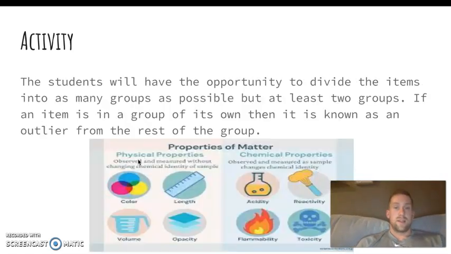As they're dividing these into groups, students can divide them into as many groups as possible, but there has to be at least two groups. And if an item is in a group of its own, it is known as an outlier from the rest of the group. This would be an item that doesn't have any of the same physical properties as any of the other items in the bag.